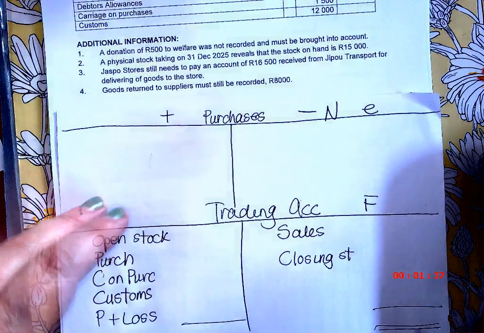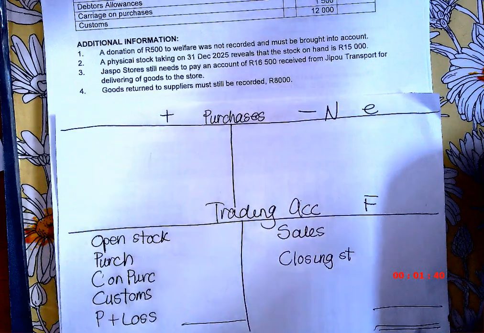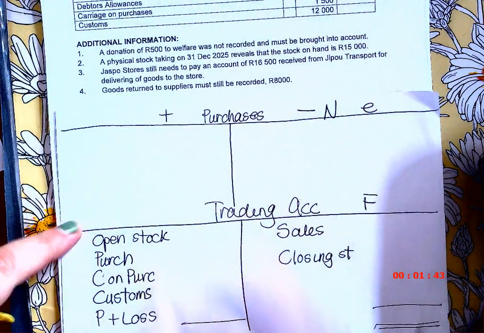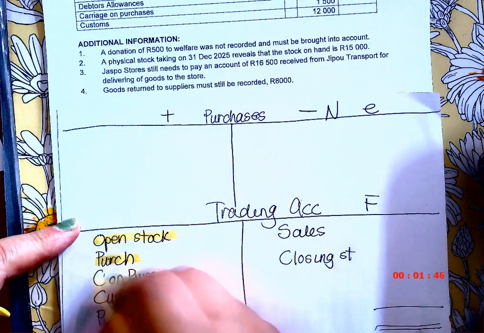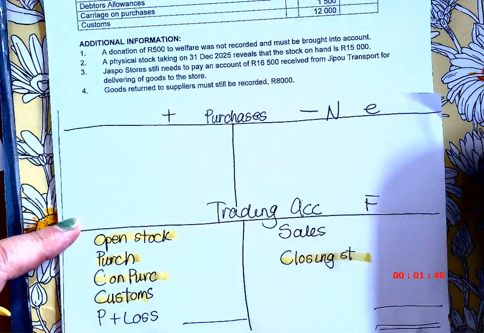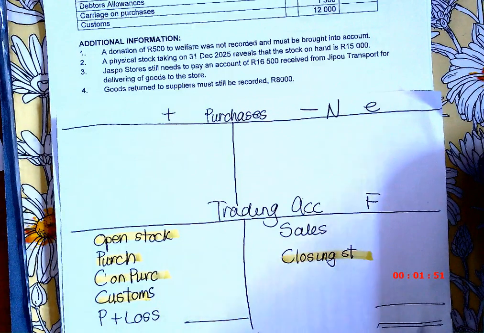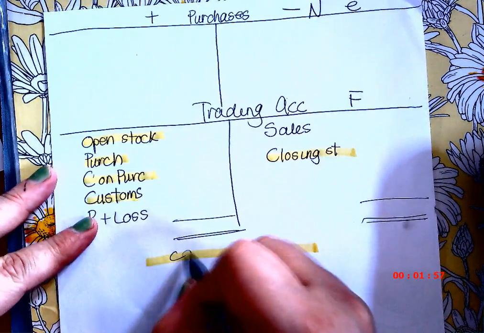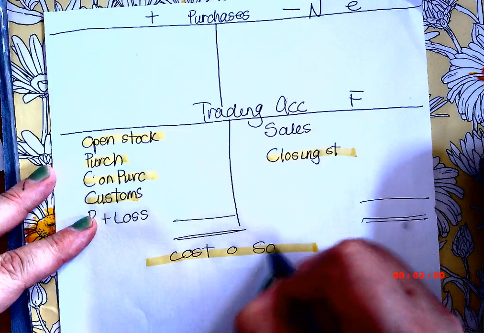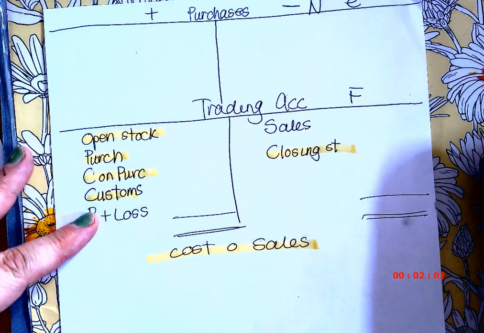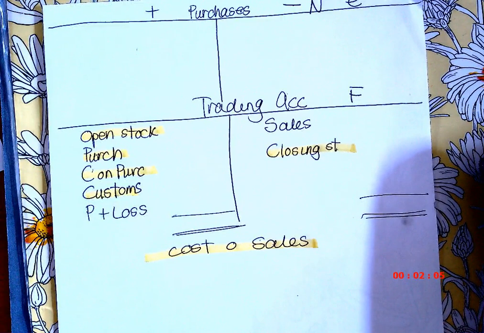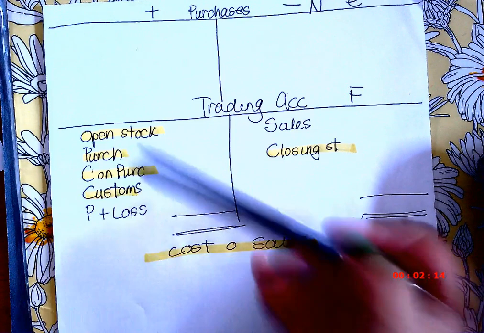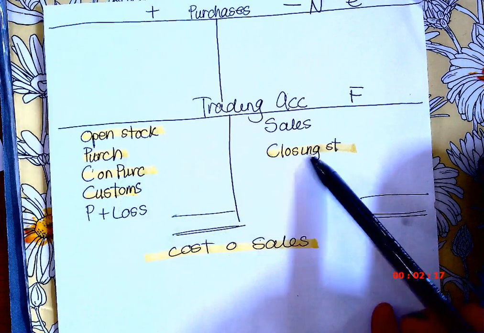What I need you to understand, and it's also very important: this opening, purchases, carriage, customs, closing is for me to calculate in the end my cost of sales. If I didn't ask you to do the trading account, but I asked you in the periodic system to calculate cost of sales, it would be opening, purchases, carriage, customs, less closing.